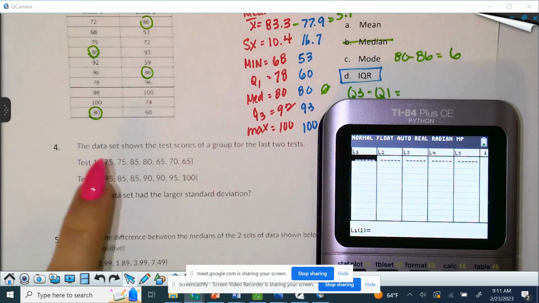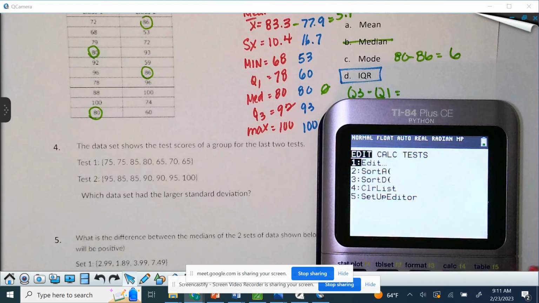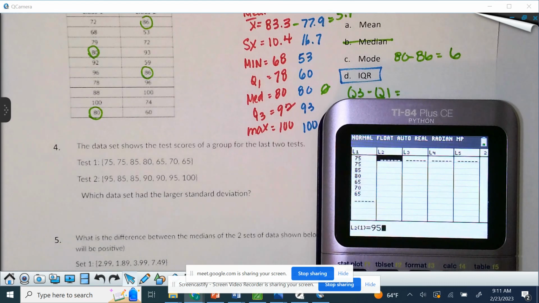So test 1, I will put that in L1. And then test 2, I'm going to put in L2. So 95, 80. And unfortunately, again, you're going to have to do it this way because I haven't taught you the standard deviation calculated formula. I didn't teach it because I feel like you have enough formulas in your mind to memorize, and they don't put this on inactive, so you do have the opportunity to use your calculator.